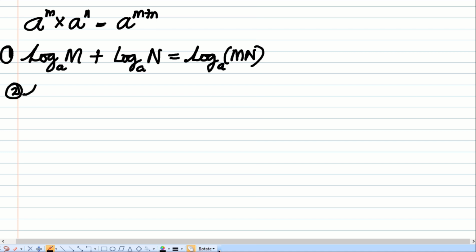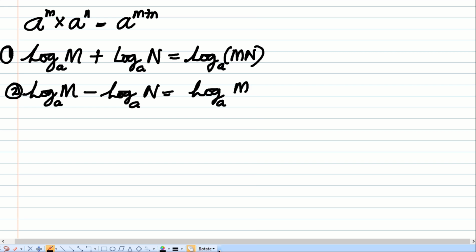Now the second law is the subtraction law. So you have log base a of m minus log base a of n. This will be equal to log base a of what? m divided by n. So it's the reverse. When you're subtracting, you do what? You divide. When you're adding, you multiply.